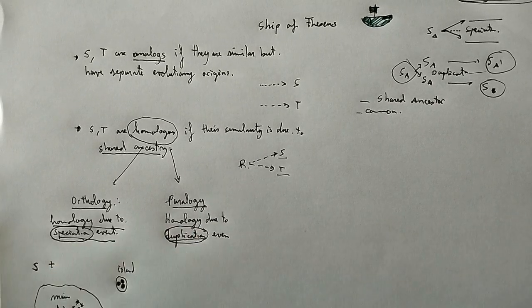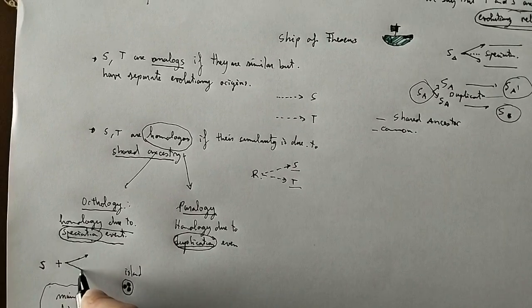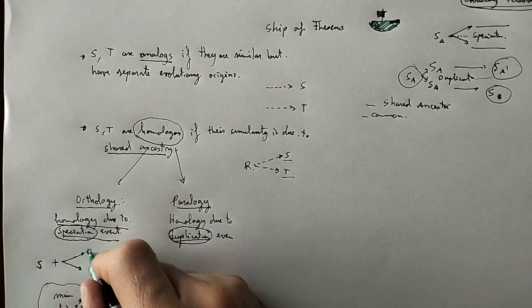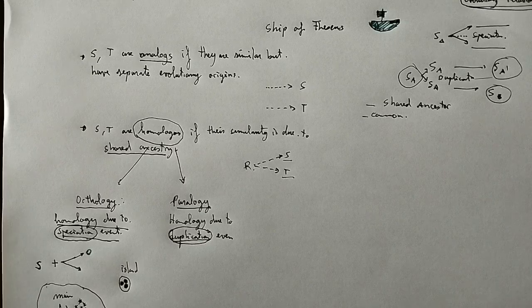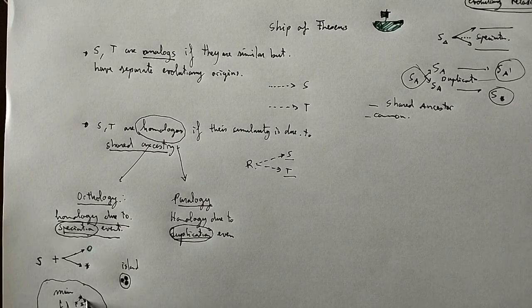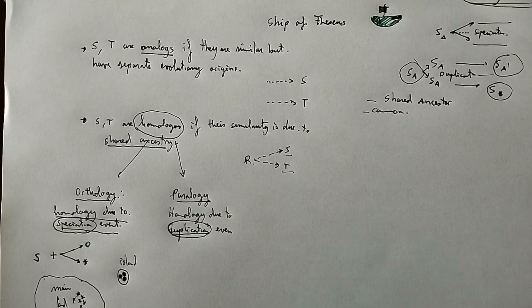So the ancestor is this one, and we have now two populations, two species. One is this one, and the other one is this one. So here we have a speciation. It means that if you take one individual from this population, and another one from this population, they won't be able to give birth to an organism that can reproduce itself. Okay.